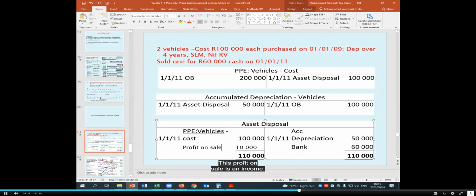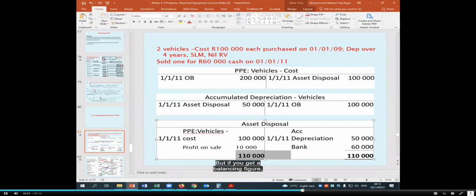Right. This profit on sale is an income. It goes in your statement of comprehensive income under income. The first way is to say my carrying amount was lower than what I received for the vehicle. So I made a profit. The second way is this method where you do the balancing figure.